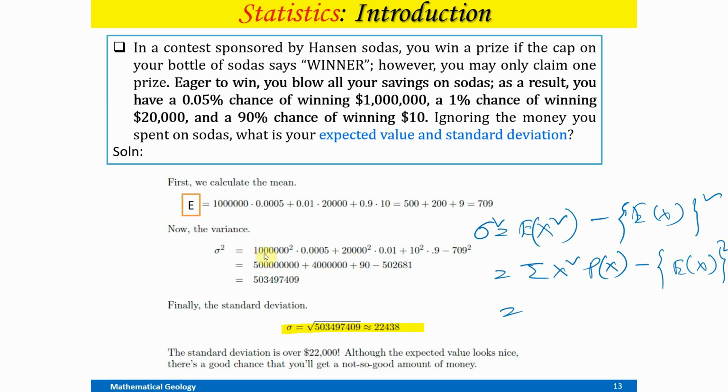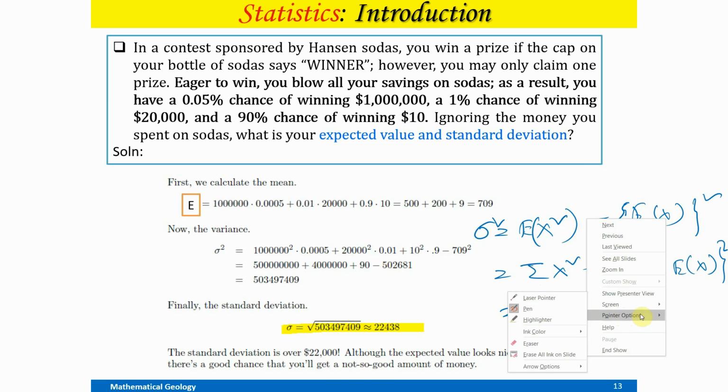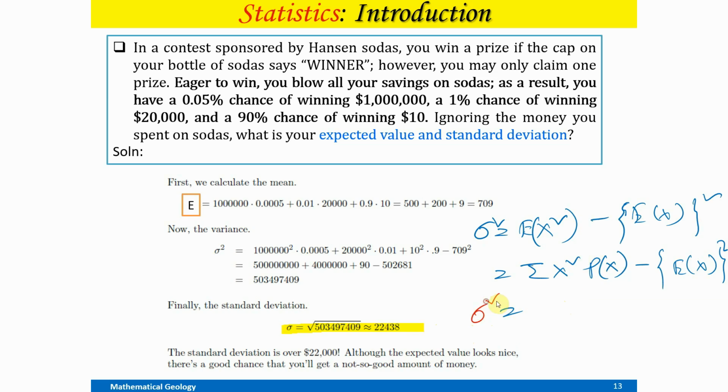So if you do this, write it down. So what will be the sigma square value? This minus this: the E of X value came to us, and E of X square whole square equals 709 square. So that is your sigma square. So what's the standard deviation? Sigma equals 22438. So your standard deviation is over $22,000 and the expected value is 709.